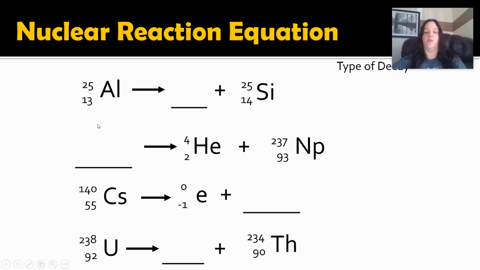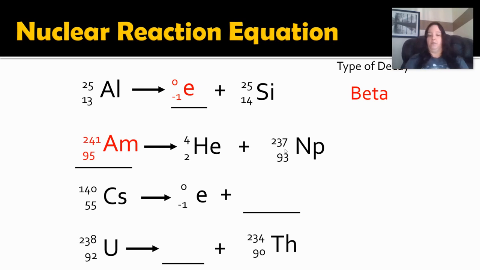All right, so let's work our way through these. So starting off with the bottom number, 13 minus 14 should give me negative 1. 25 and 25 give me 0. So this type of decay is going to be beta. Now, the second question is a little different than what we've done. We're now going to find the parent. So my unknown is the thing on the left this time. So all I'm going to do is add up what's on the right. So 93 plus 2, 95. 4 plus 237, 241. So I get americium-241. The third one, cesium-140.